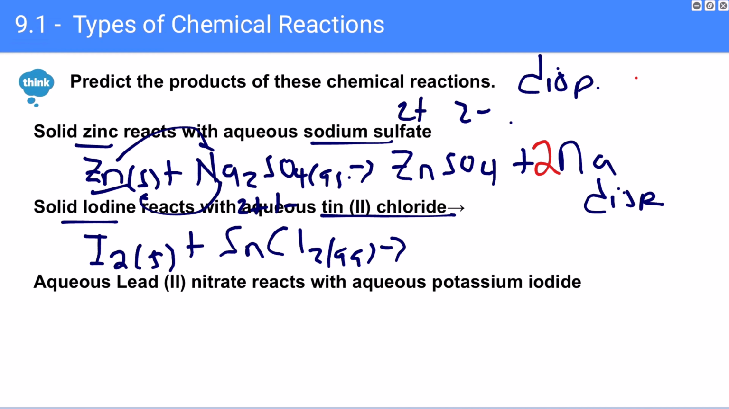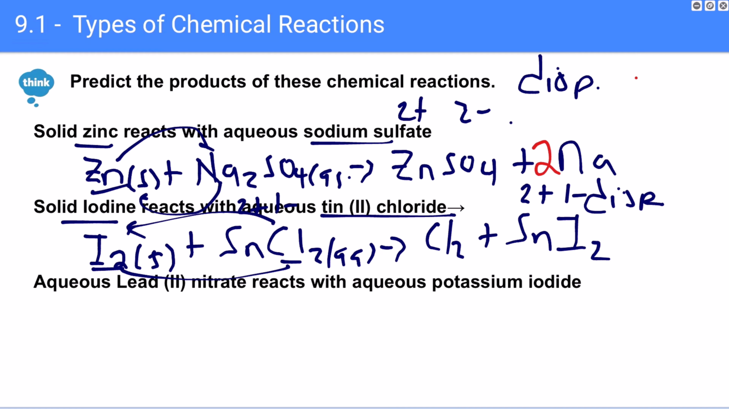This time we're dealing with iodine though. Iodine, if you remember, is a nonmetal, so it's going to trade places with chlorine because chlorine is a nonmetal. So chlorine is now by itself. And the tin and the iodine go together. Chlorine's a diatom, 2 plus, 1 minus, and we're already balanced. Okay, so again, recognize what type it is, exchange, and then go through it and write out your formulas correctly.